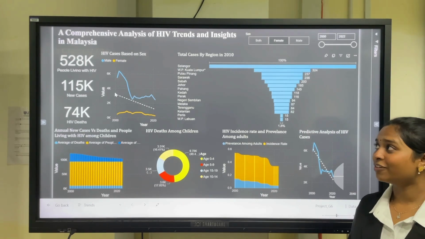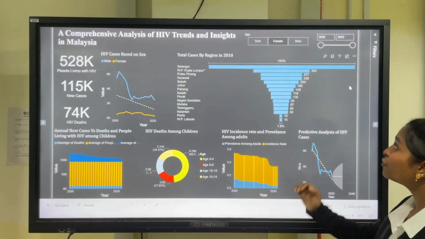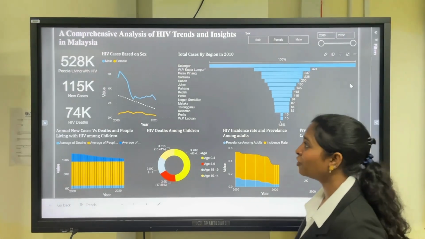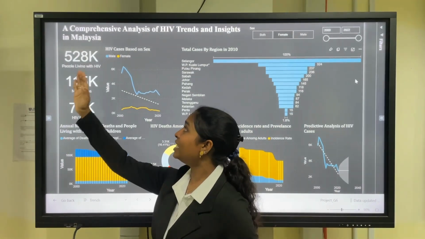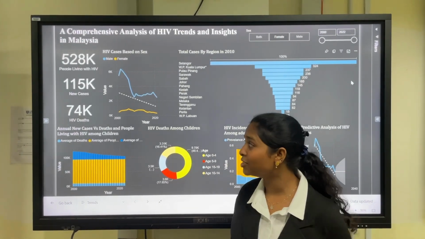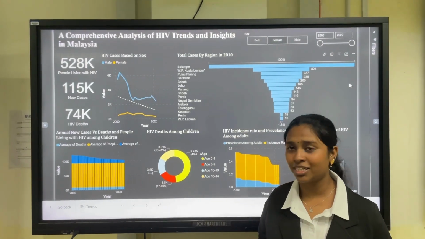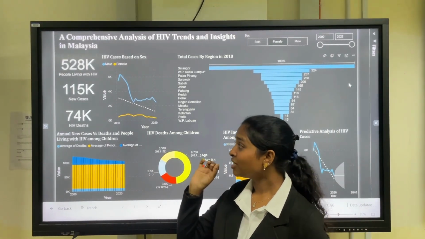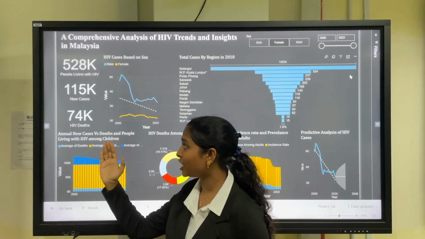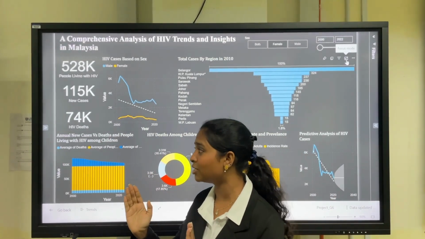Now we are going to look at the first dashboard, which comprises all the trends regarding HIV cases from the year 2000 until the year 2022. First of all, the total number of people living with HIV is a huge 528,000, whereas the total number of new cases is 115,000. Not to say the least, the total number of deaths due to HIV is only 74,000 from the year 2000 until the year 2022.